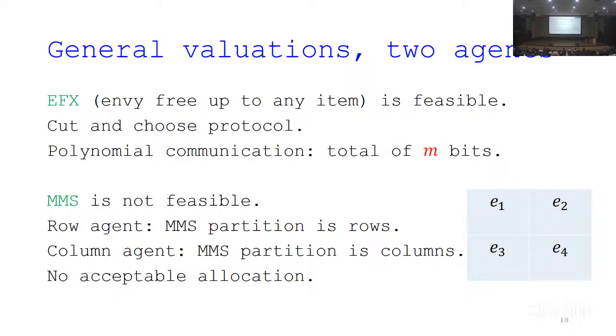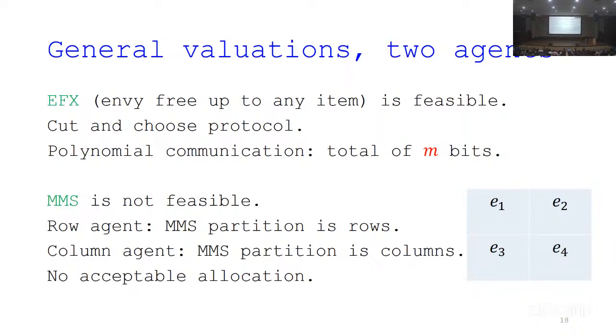So there is this notion of EFX allocations. These are allocations in which, if you envy another agent, then if you remove any item from that other agent's bundle, you don't envy him anymore. This exists for two agents, and it is known. By the simple cut and choose protocol, one agent partitions the items into two bundles that seem as balanced as possible to that agent. Then the other agent picks a bundle, and the first agent picks the other bundle. This is a feasible fairness notion here, and the protocol indeed is polynomial, just m bits to describe the partition. So that's a simple protocol.